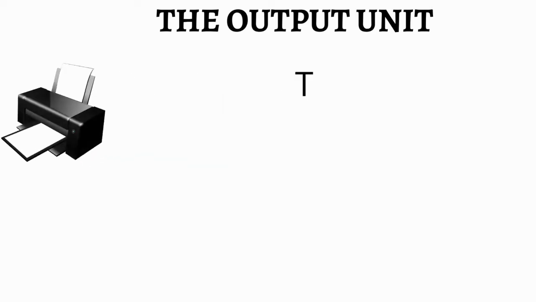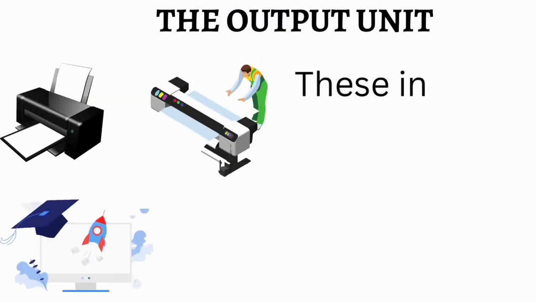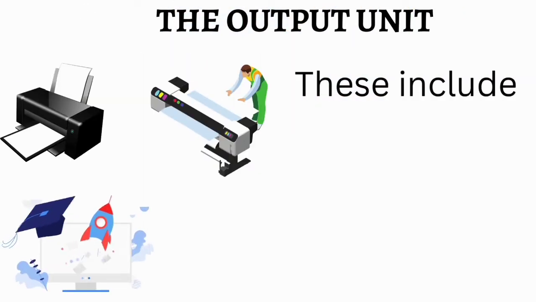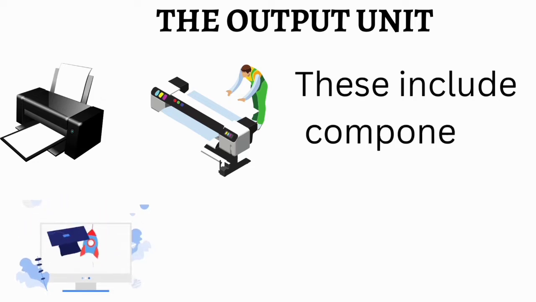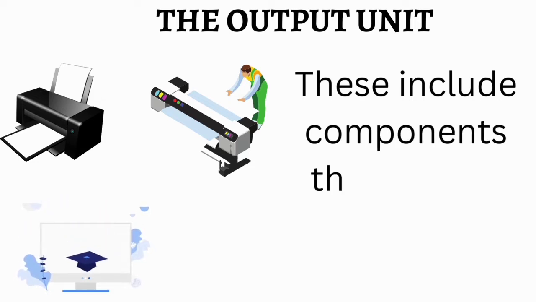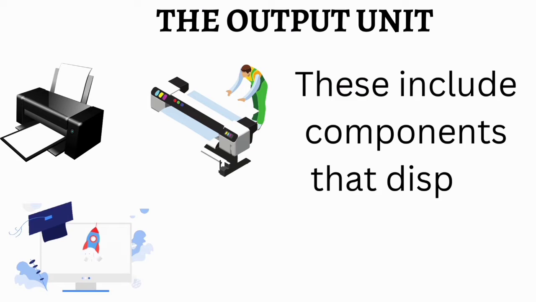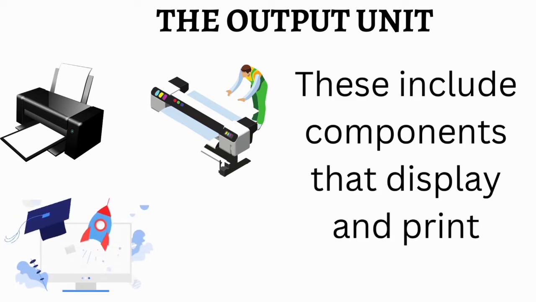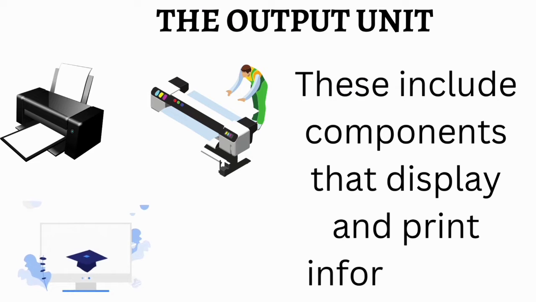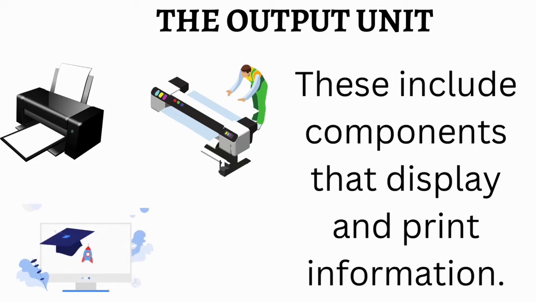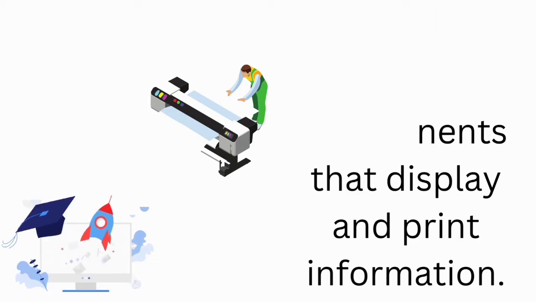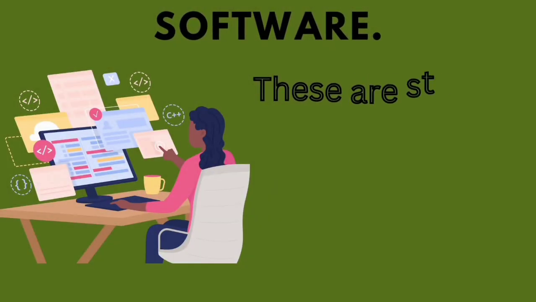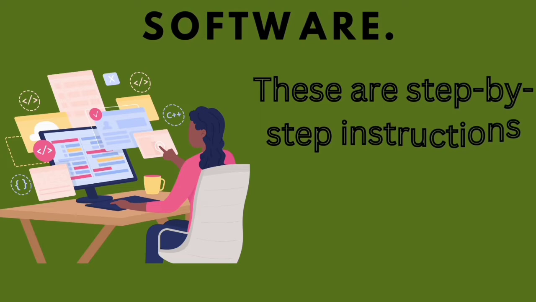Now let's look at the output unit. The output unit helps to display or bring out information that has been processed by the computer. Examples are your monitor, your printer, your plotter, etc. Now let's move on to the software components of the computer.